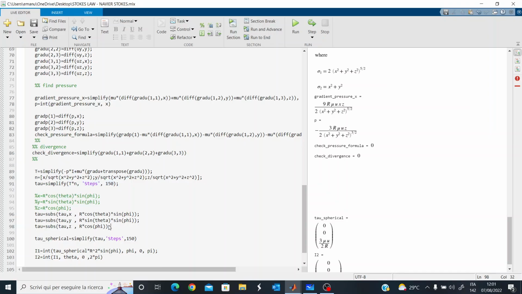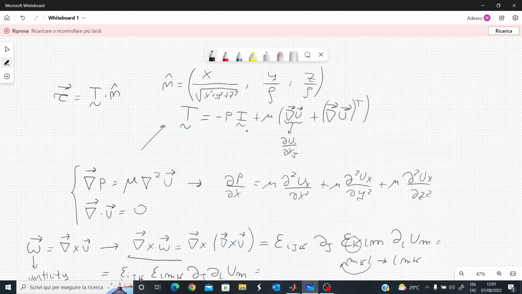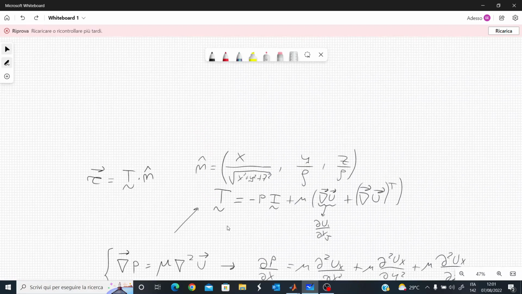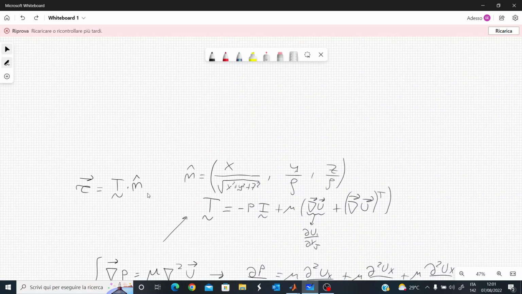And then what did I do here? In this case, I'm preparing to integrate tau, because now that I have tau, in order to find the viscous force, I have to integrate tau over the surface. So this will be the viscous force, let me call it Fv, which is equal to the integral over the surface of the sphere of tau. And I will do this in spherical coordinates.